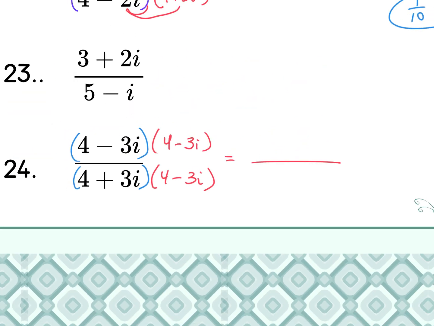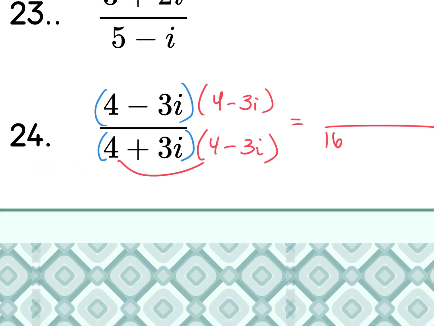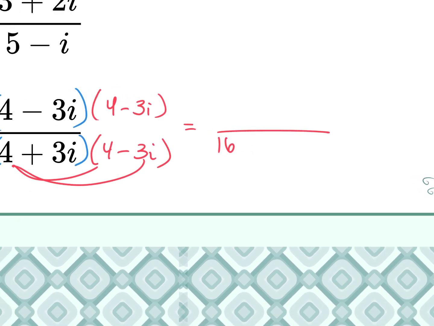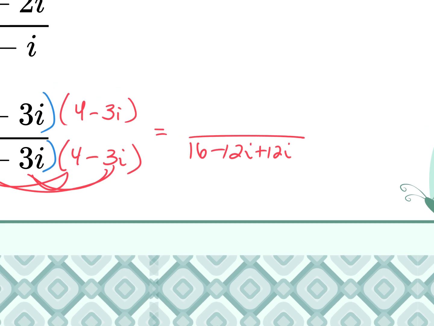Let's go ahead and work on the bottom first, just to make sure our i's cancel out. 4 times 4 is 16. 4 times negative 3i, negative 12i. 3i times 4 is plus 12i. And what's 3i times negative 3i? Minus 9i what? Squared. I see an i squared. I cross it off and change the sign in front.